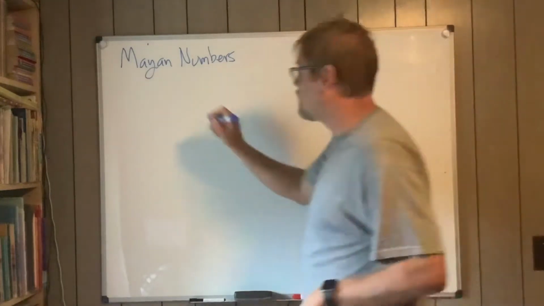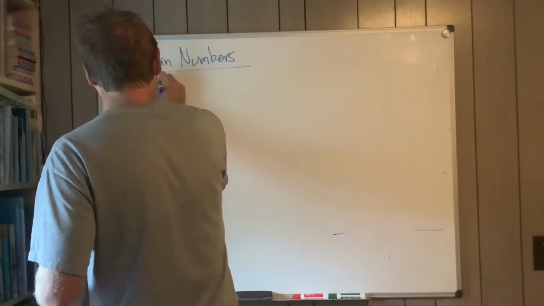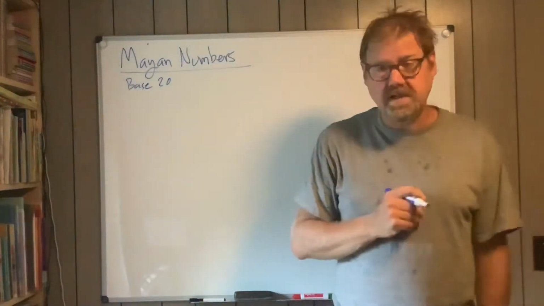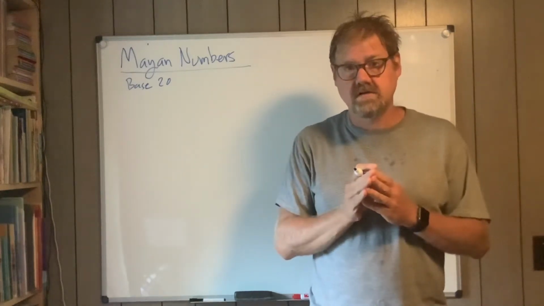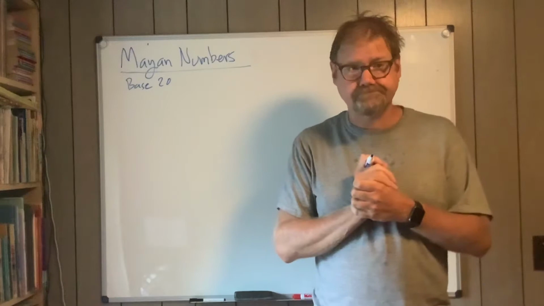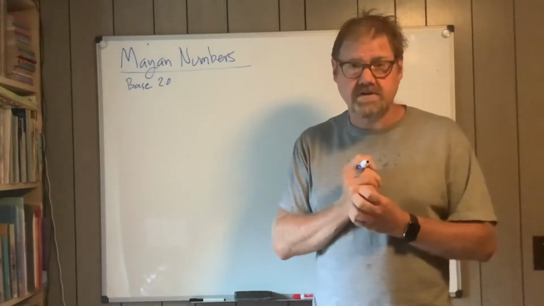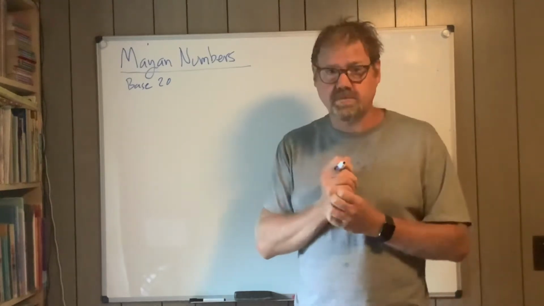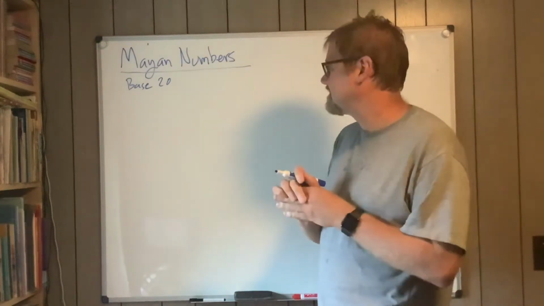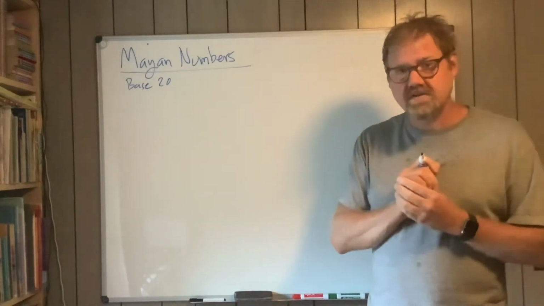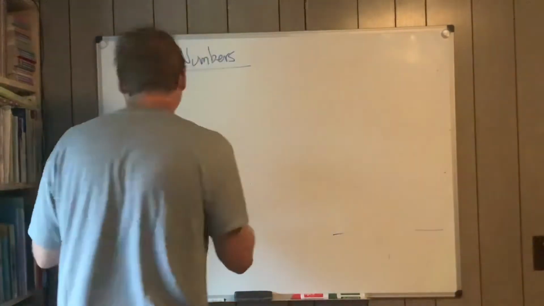The first thing about this is that this is base 20, so that means there's 20 digits in it. Ours is base 10, or what's called a decimal system. Base 20 is called vigesimal. Anyway, let's go through it a little bit. You can probably look this up online pretty easily, but there's a few interesting things about this.